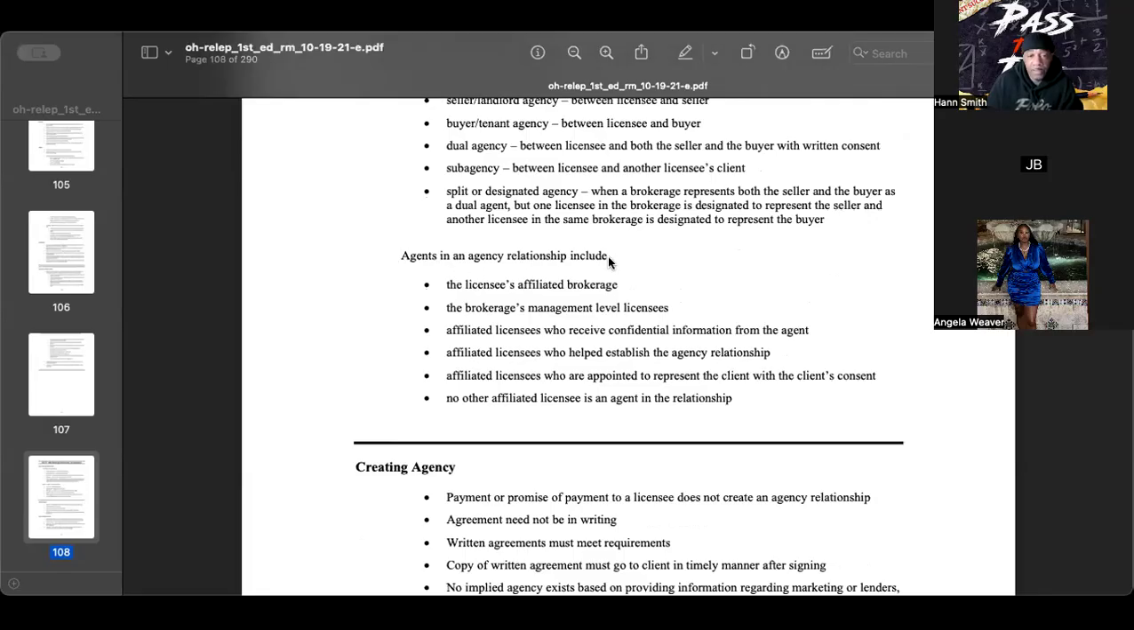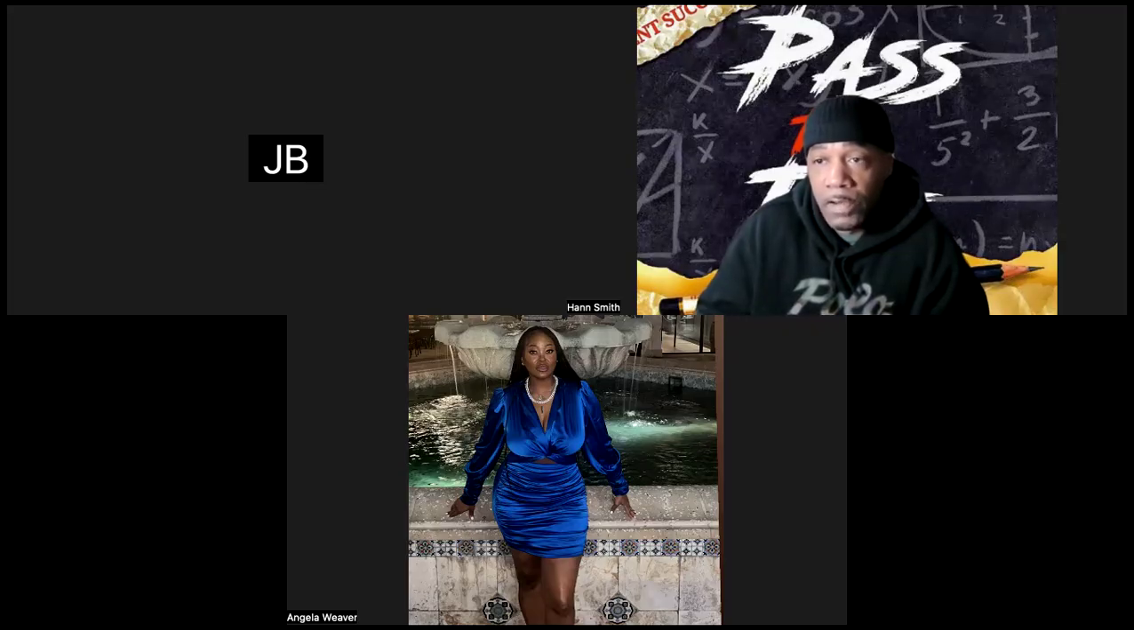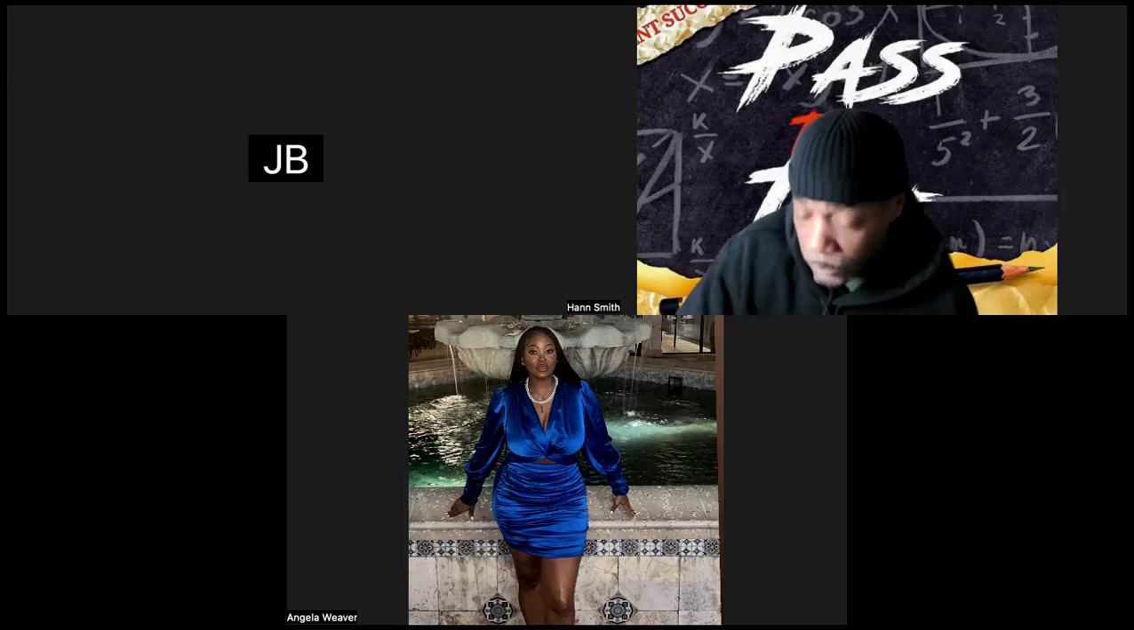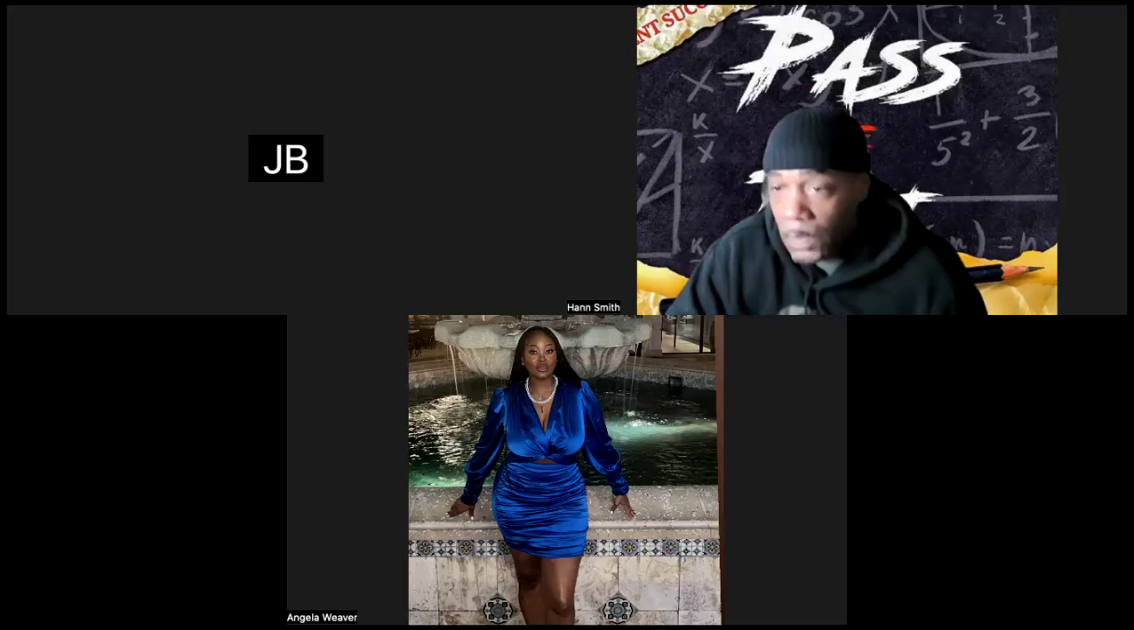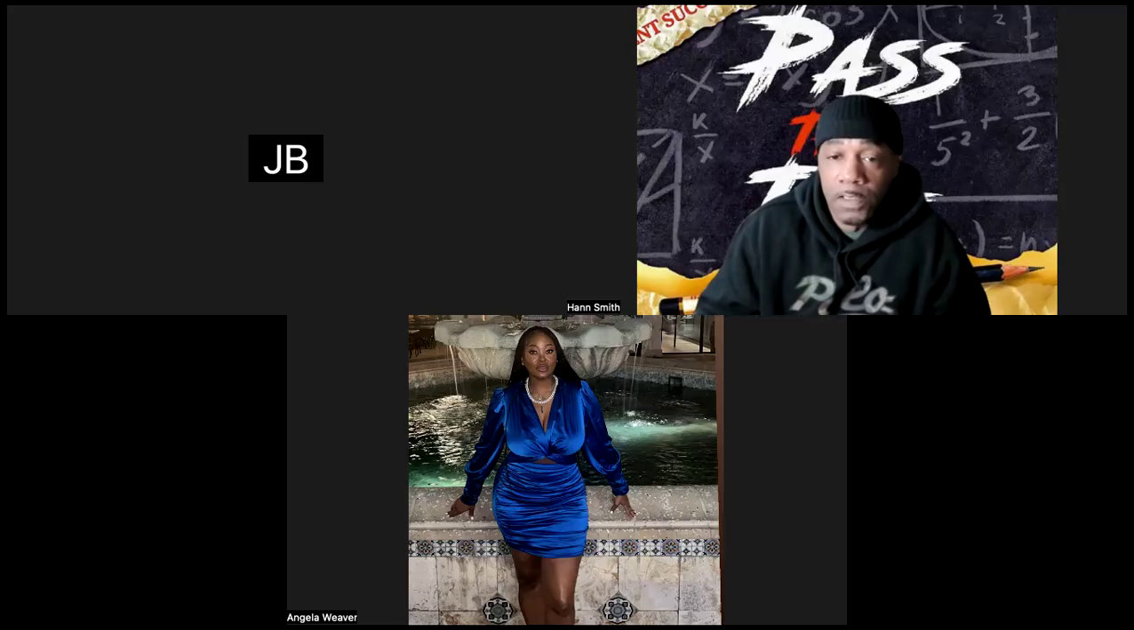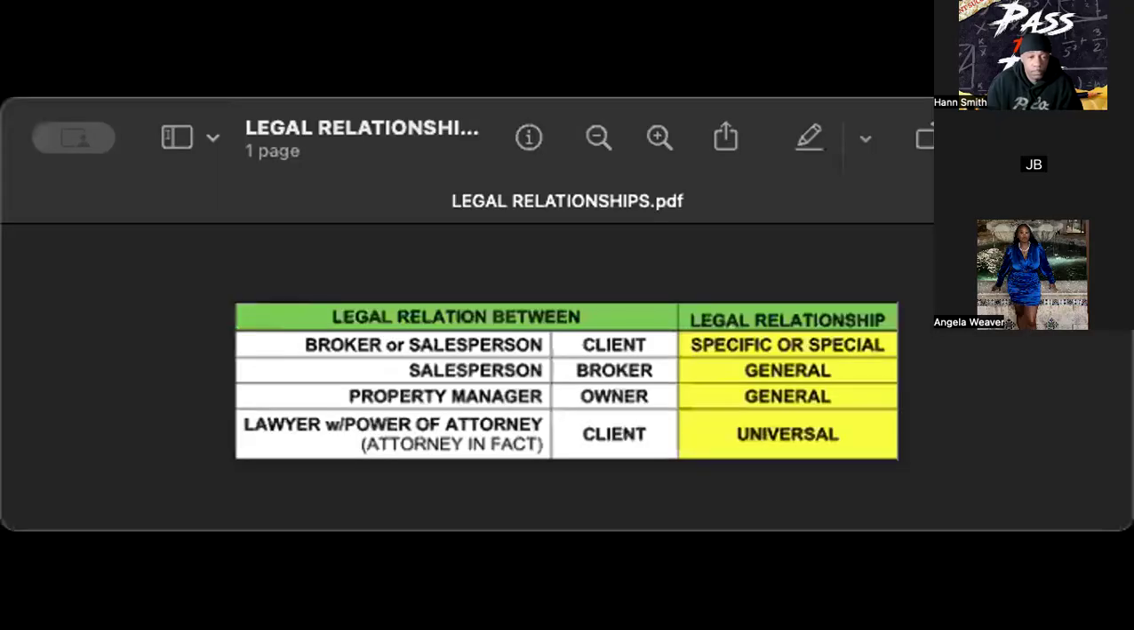Agents and agency relationship include the relationship that you have with you and your broker. That's typically going to be a general agency relationship. Let's look at that. That's going to be this over here. And I sent y'all these, and now I can show y'all how to use them. Here it is. Look at this. Right here.